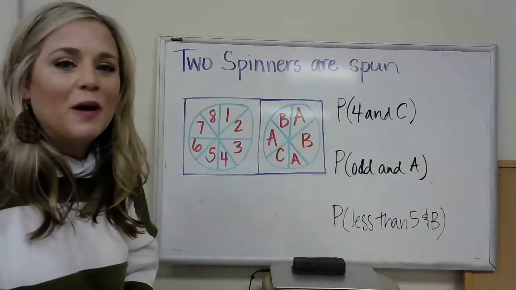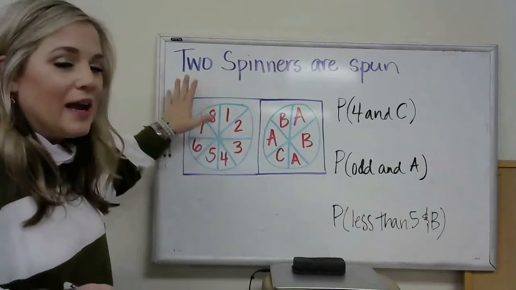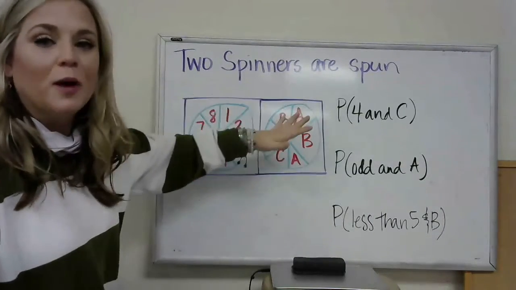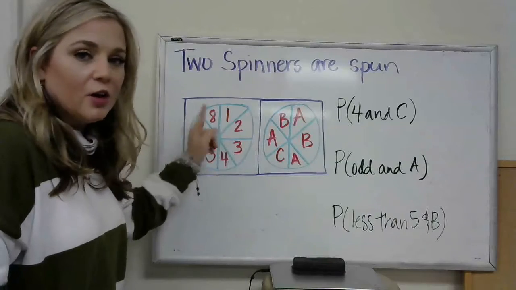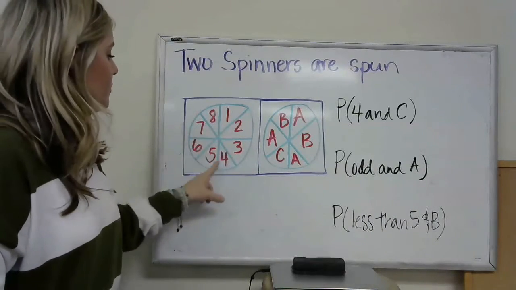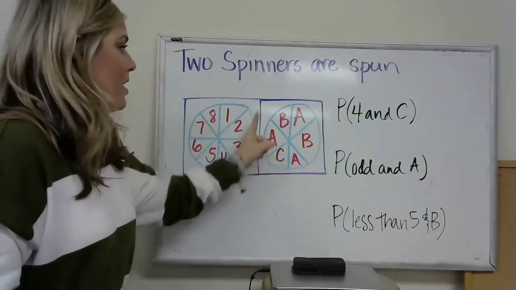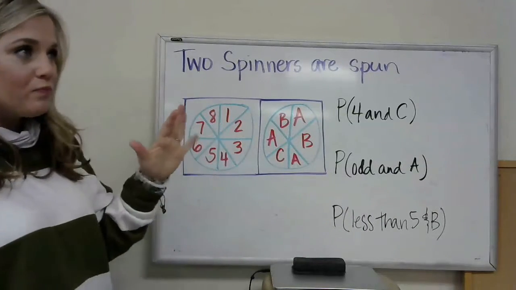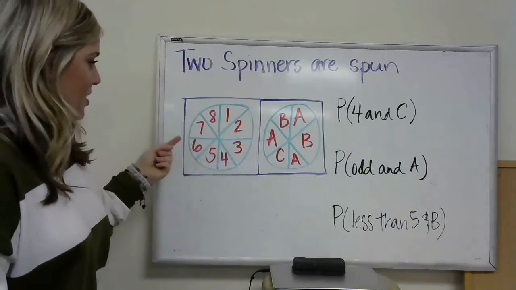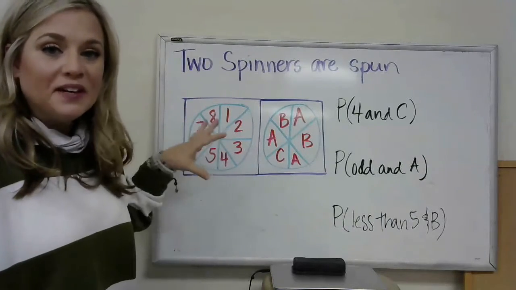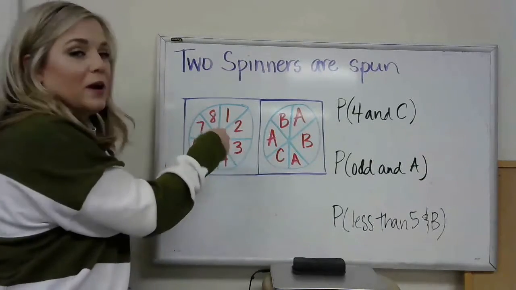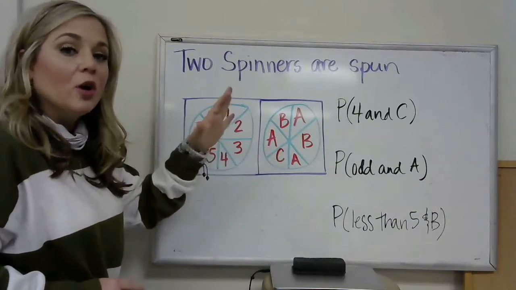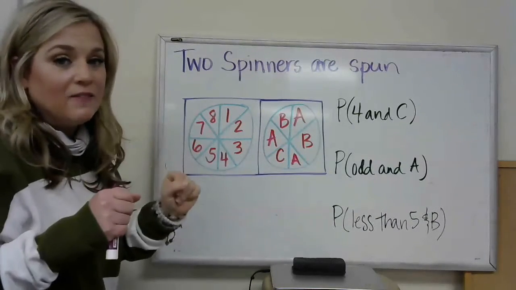Okay, guys, as you can see, we have a little scenario set up. This is 2 spinners that are spun. We have this spinner right here with nothing but numbers: 1, 2, 3, 4, 5, 6, 7, 8. And then a second spinner that's A, B, A, C, A, B. These are independent events because it doesn't matter what I spin on this one; it's not going to affect what I spin on this one. So here's an example of independent events.